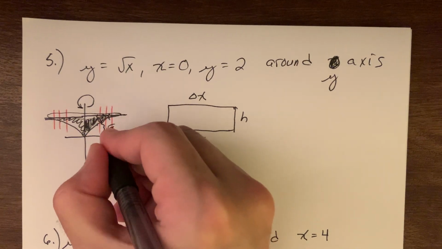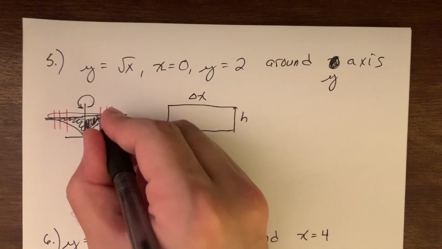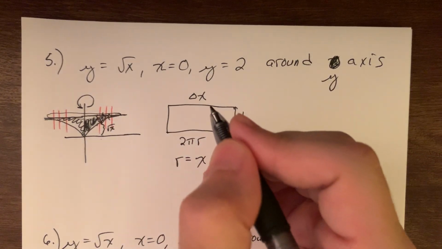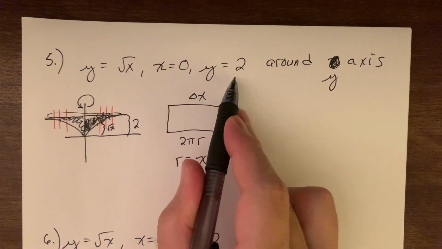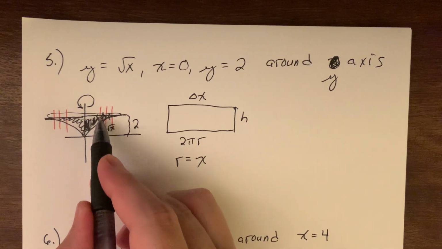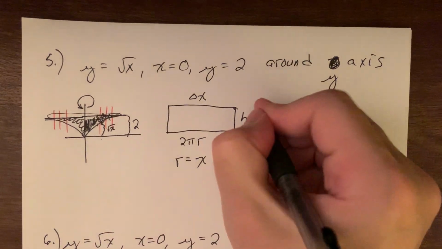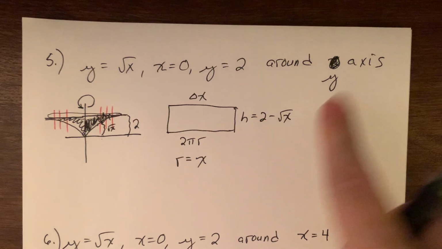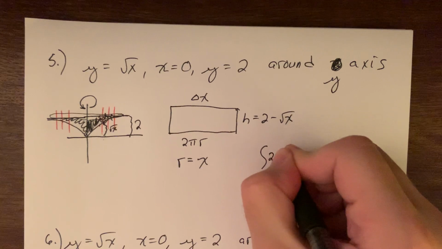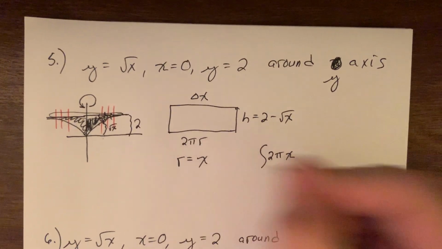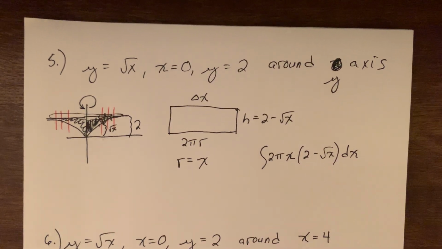So the square root of x is not h. The square root of x just represents this distance from the x-axis to the curve. So that doesn't give me h, but it can help. What else can help? Well, I know this distance is 2, because that top line was y equals 2. So how do I get this little distance? Take this big distance minus this piece. h is 2 minus the square root of x. So we get the integral of 2 pi x, because x is r, times our 2 minus the square root of x, times dx for the thickness.